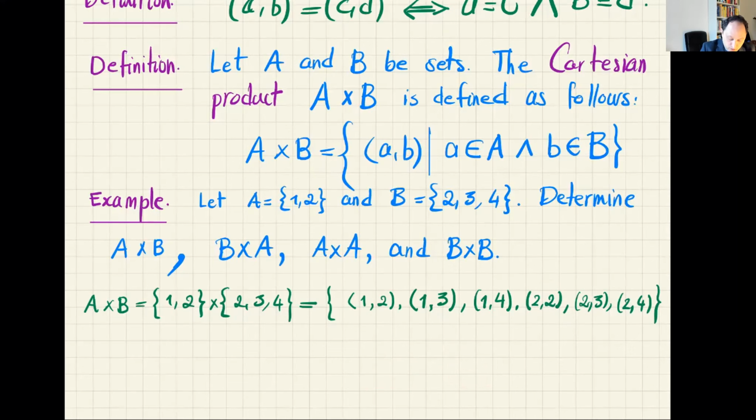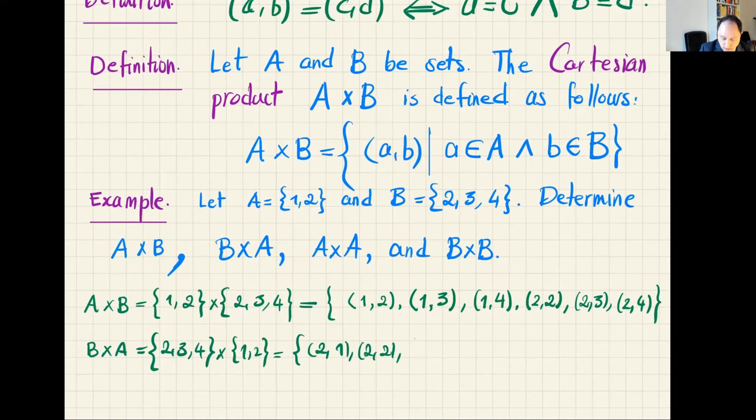And then if I do B cross A immediately, this becomes 2, 3, and 4, and then it becomes 1 and 2. But this time, the first components should be chosen from the first set. So this time it becomes 2 and 1, 2 and 2. And then I go to the next one, 3 and 1, 3 and 2. And then 4 and 1, 4 and 2.